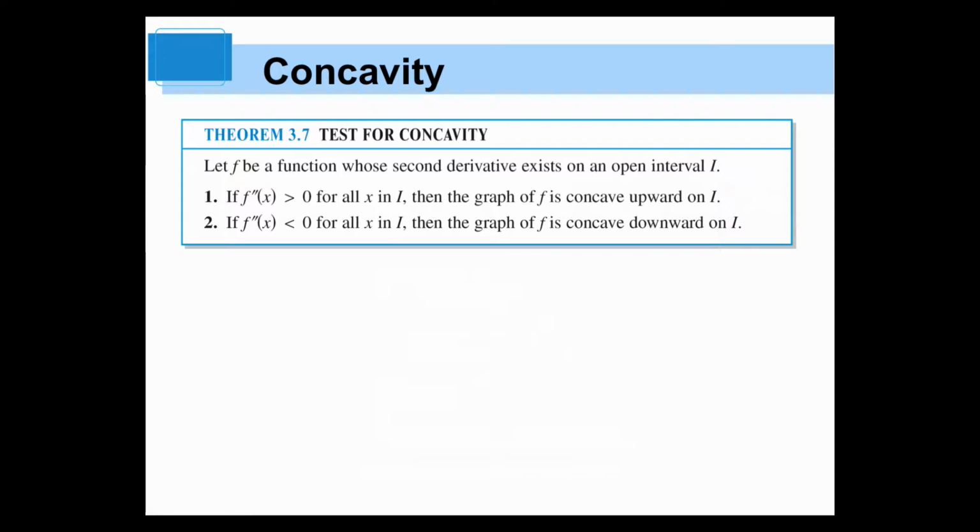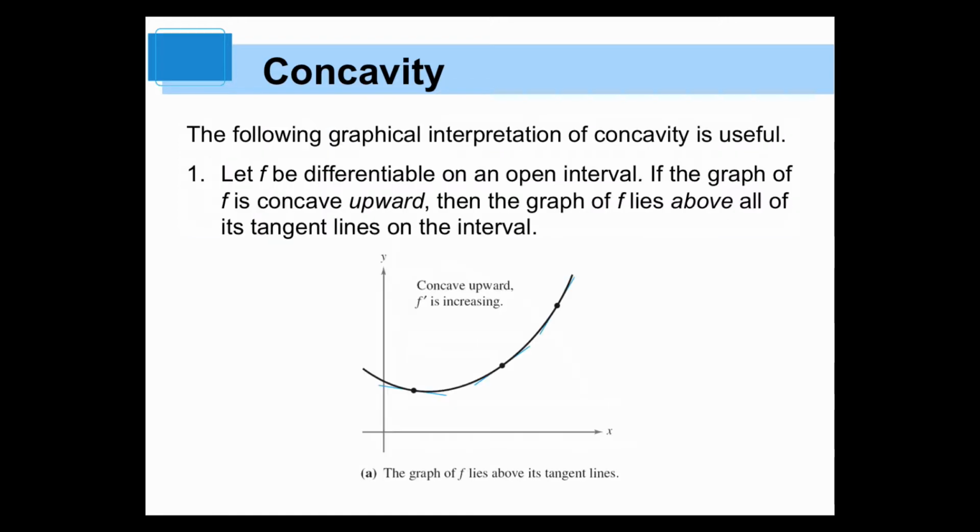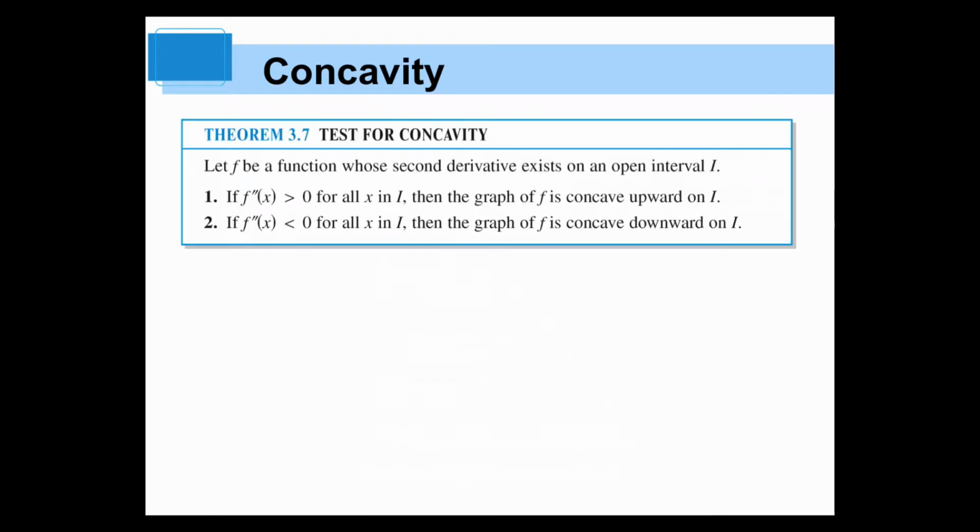So this is what I already said. Going back a couple slides, here we talked about if f prime is increasing or f prime is decreasing. Now we deal with something a little bit more practical and say, well, if f double prime is greater than 0, it's concave up. And if f double prime is less than 0, it's concave down. We're going to use this more than we're going to use the other one.